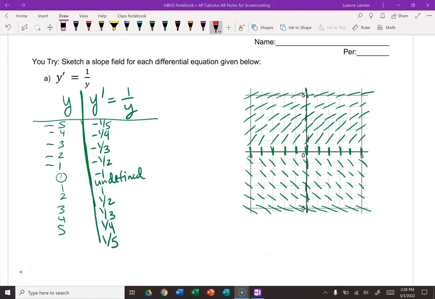All right, let's check out your slope fields and see how you did. So this one here, where the derivative was only in terms of y, wasn't too bad. All we had to do were plug in y values, which are going along the y-axis.